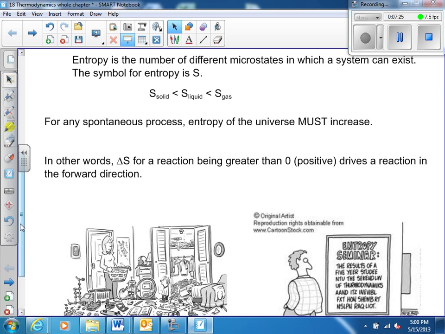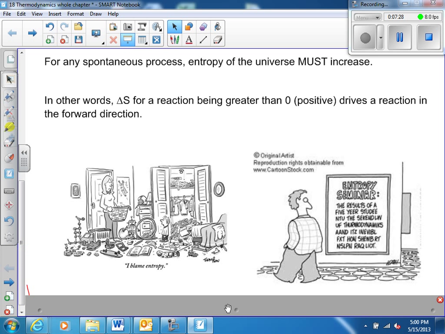If delta S is positive, the reaction would be driven forward by the entropy change. And here are just some entropy jokes to help you visualize entropy. Here we have a very messy room. It could have a lot of different microstates because this little skateboard could be over here and this shirt could be over here. There is a lot of entropy, and this little boy is saying the room is a mess because of entropy. Over here, let's try to read this. Entropy seminar. The results of a 5-year study into the laws of thermodynamics and its inevitable... something something. Well, that's what entropy is going to do. It's going to move your letters all around.